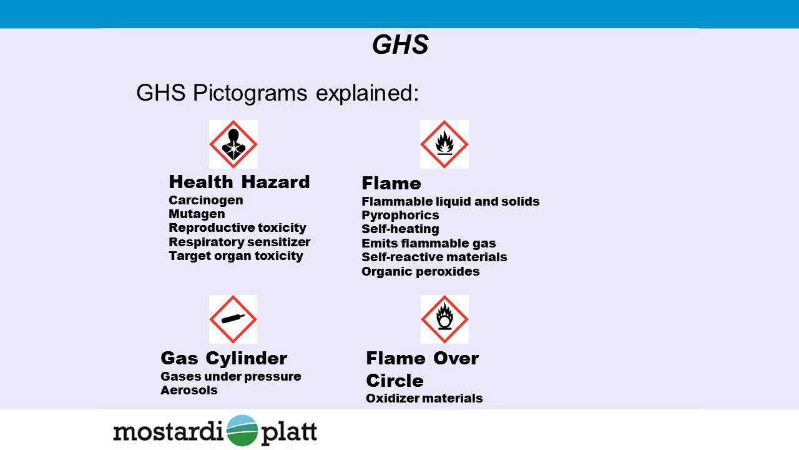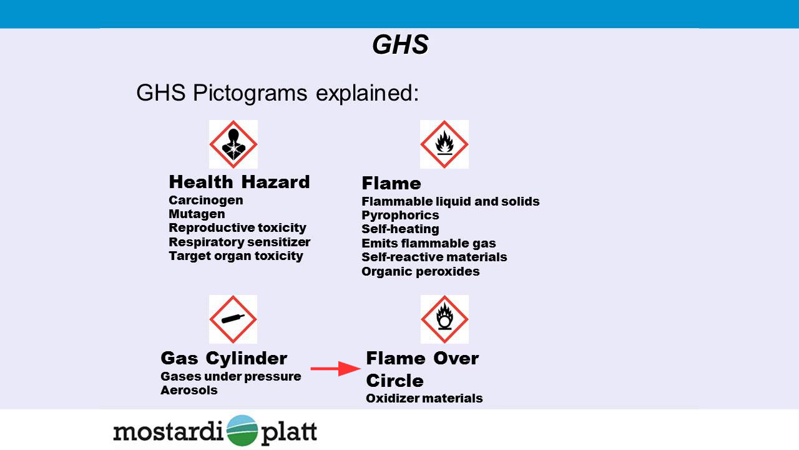The second one is the flame. If you're familiar with DOT standards, it's very similar to the DOT label. It shows the DOT diamond. It indicates anything flammable or combustible, anything that will catch on fire, any self-heating, any pyrophoric materials. The third one is that of gas cylinders. The gas cylinder applies to any kind of compressed gases, be it aerosol cans, compressed gas cylinders, and so on. It doesn't matter if they're flammable, inflammable, or toxic gases.